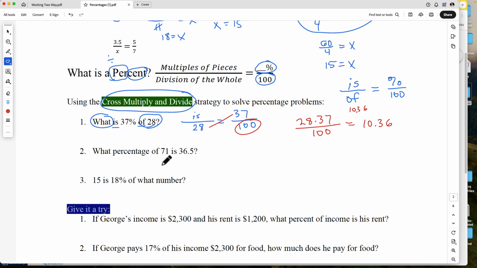Now watch, this is a different question. What percentage of 71 is 36? Is over of. Which part is the is?